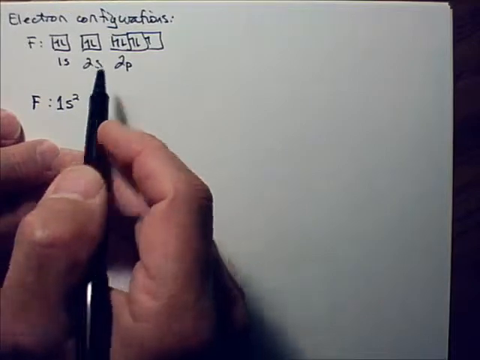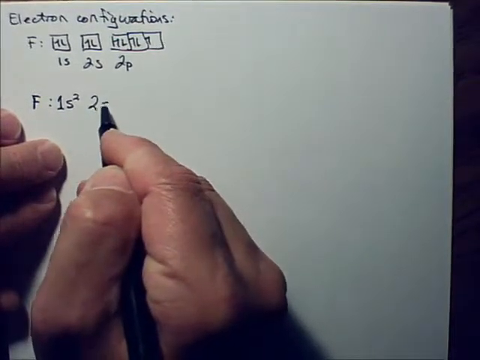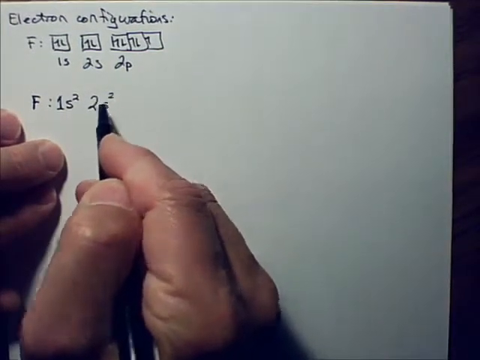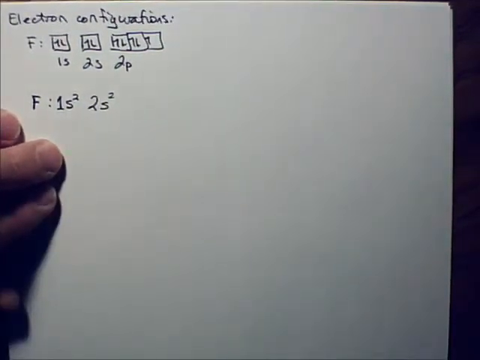And so this is 2s. How many electrons in 2s? 2. How many electrons in 2p? So write that one now.